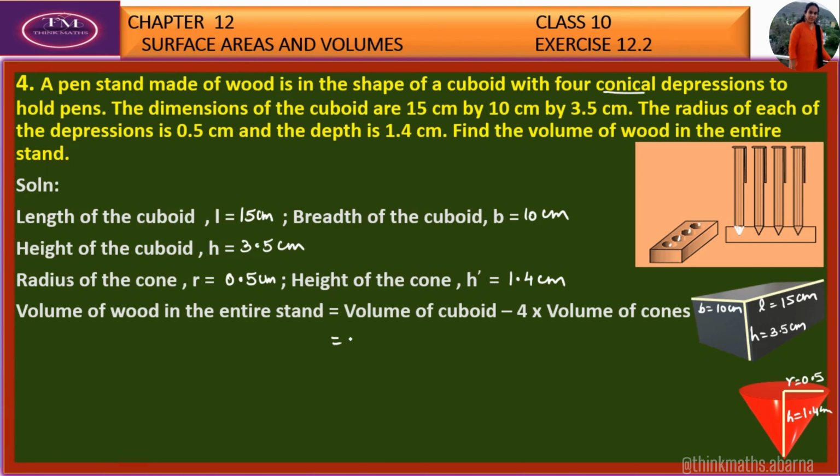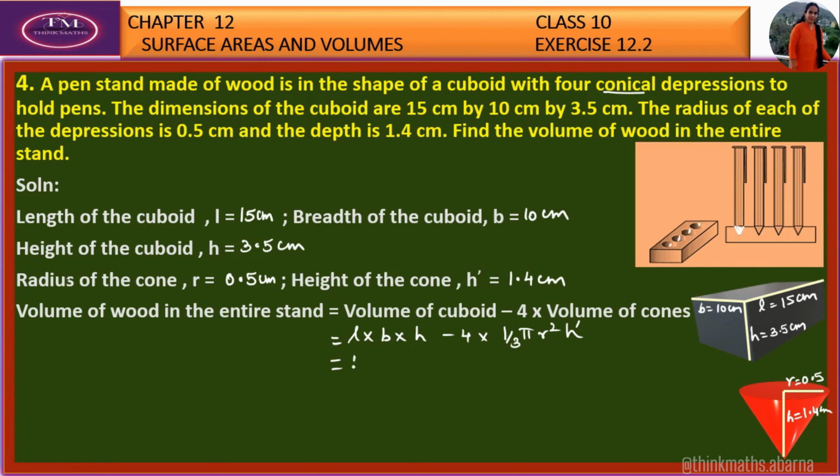So what is the volume of cuboid? It is nothing but L into B into H minus 4 into volume of cone. What is the volume of cone formula? It is nothing but 1 by 3 pi r squared h. Here, the height of the cone is denoted by h dash.